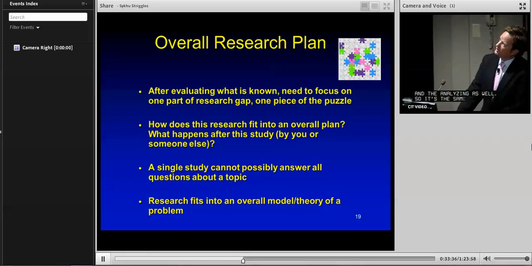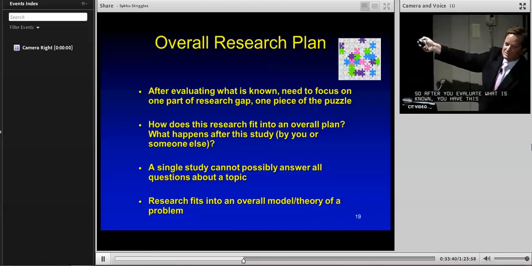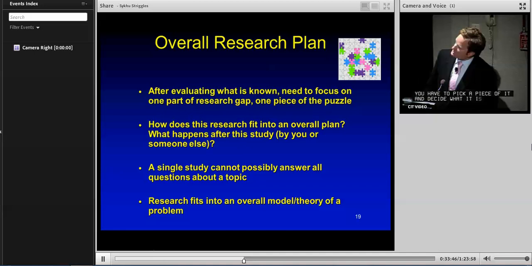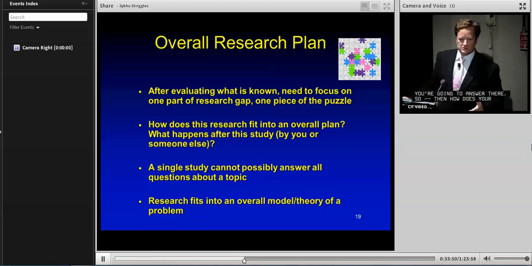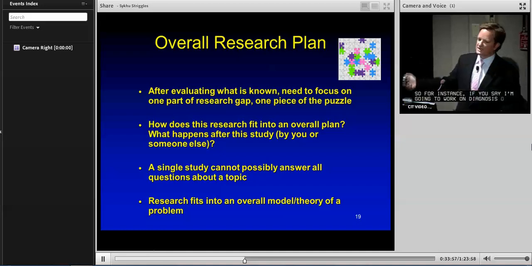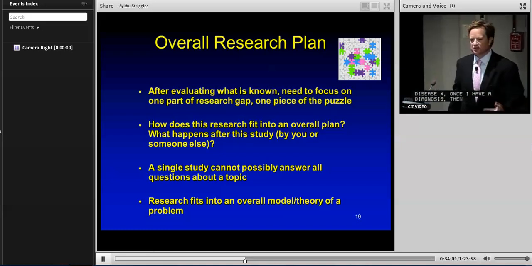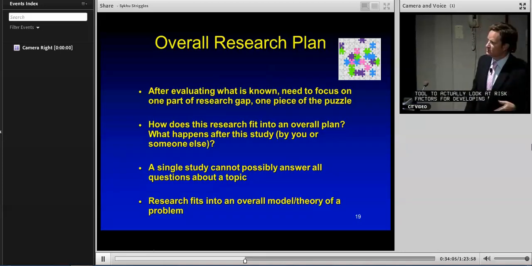And so it's the same way here. So after you evaluate what is known, you've got this big puzzle like we've got up here. You cannot study the whole puzzle. You have to pick one piece of it and decide what it is that you're going to answer there. And then, how does your research fit into an overall plan? So for instance, if you say, I'm going to work on diagnosis of disease X, once I have a diagnosis, then I can actually go out and use that diagnostic tool to look at risk factors for developing that. And you can go to the next question and the next question.